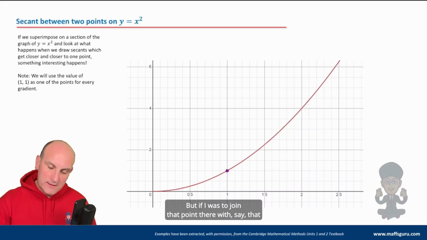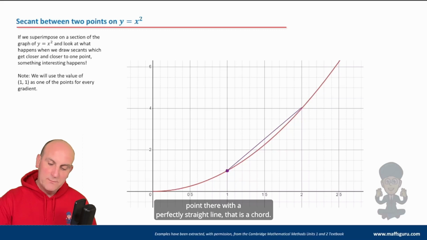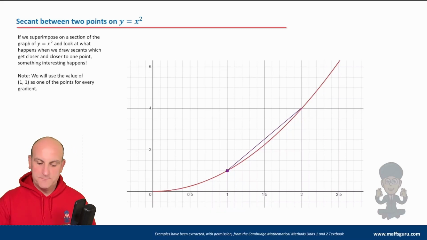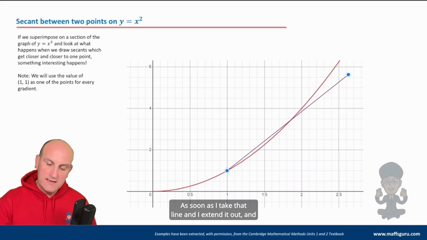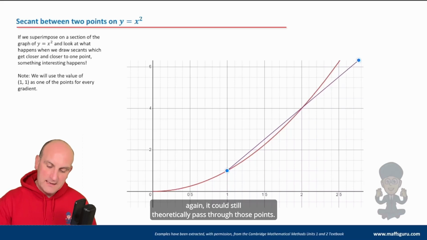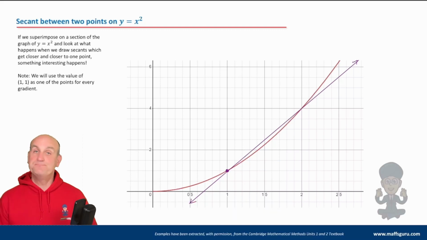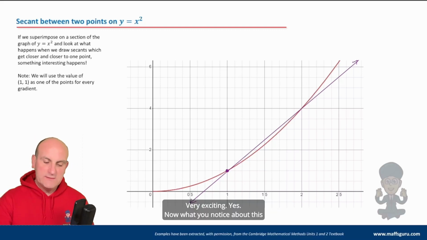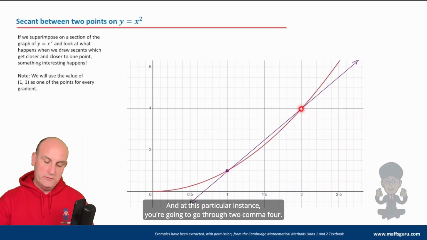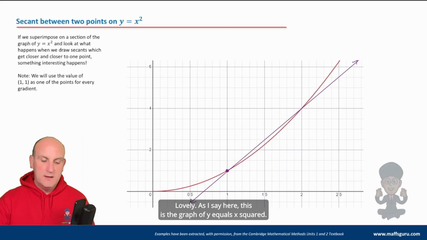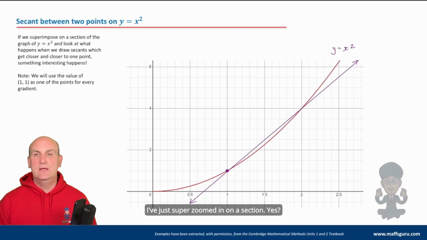But if I was to join that point there with, say, that point there with a perfectly straight line, that is a chord. As soon as I take that line and extend it out, and again, it could still theoretically pass through those points, assuming that line goes off to infinity and beyond, then that's actually a secant. Very exciting, yes? Now, what you notice about this secant is that it's going to go through (1, 1), and at this particular instance, it's going to go through (2, 4). Lovely. As I say here, this is the graph of y equals x squared. I've just super zoomed in on a section.